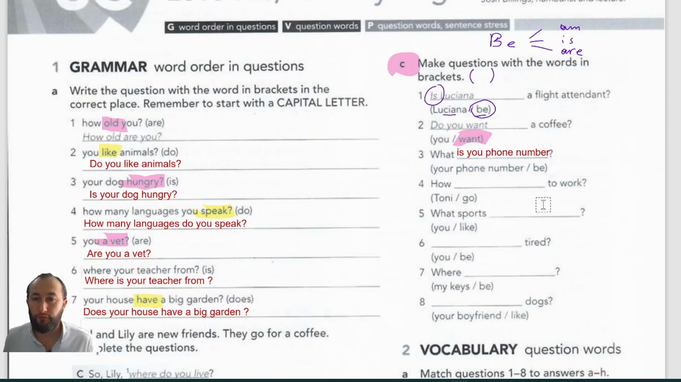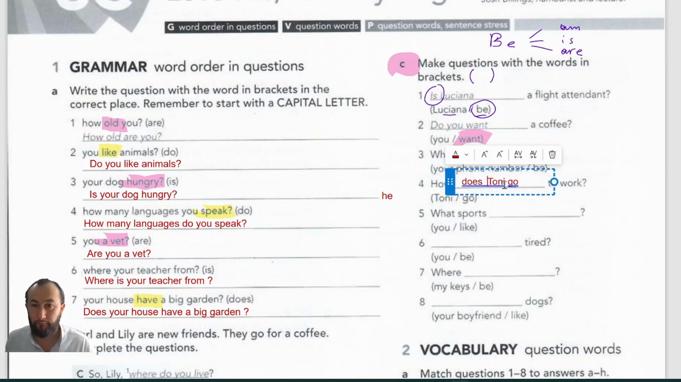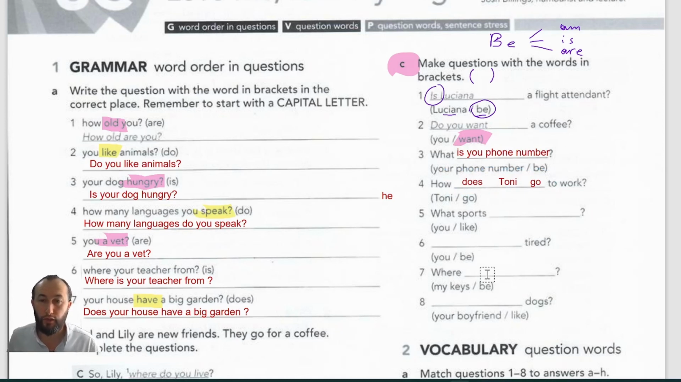Okay. Now, number 4, how to work. Tony, go. So we're asking about Tony. Tony is a boy's name, so is he, guys. So when we ask about he and we got verb go, then we should get help from does, guys. So how does Tony go? How does Tony go? That's it. How does Tony go to work?